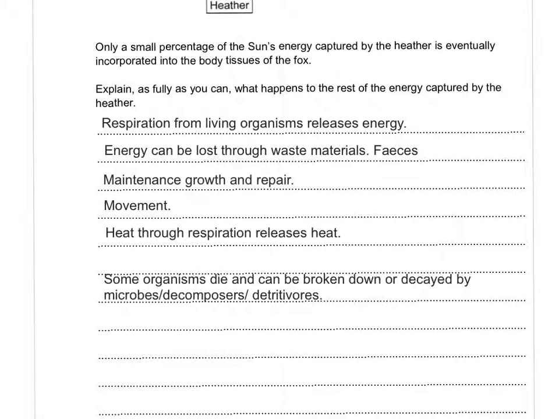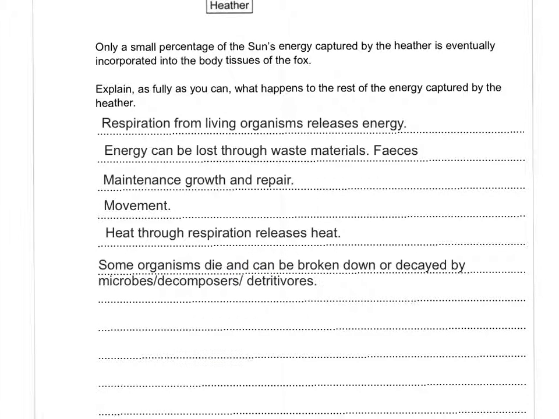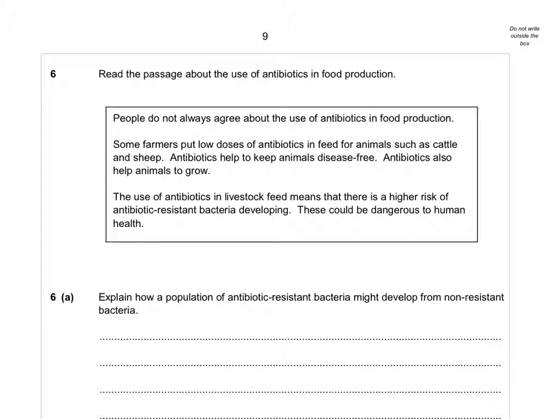Okay, so those were the key things that you had to say. So if you mentioned those points, that would allow you to get 6 marks. Okay, next question. Number 6, read the passage about the use of antibiotics in food production.